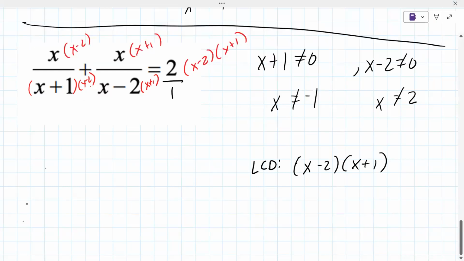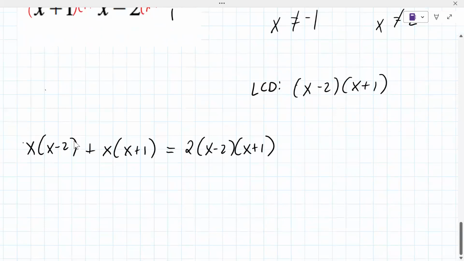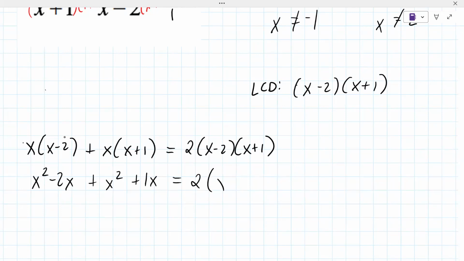Okay, so we got x times x minus 2 on top, plus x times x plus 1 on top, equals 2 times x minus 2, x plus 1. So you only care about the top. Got it. Now you gotta multiply in: x squared minus 2x plus x squared plus 1x equals 2 times, and you got a FOIL here, x squared minus x minus 2.